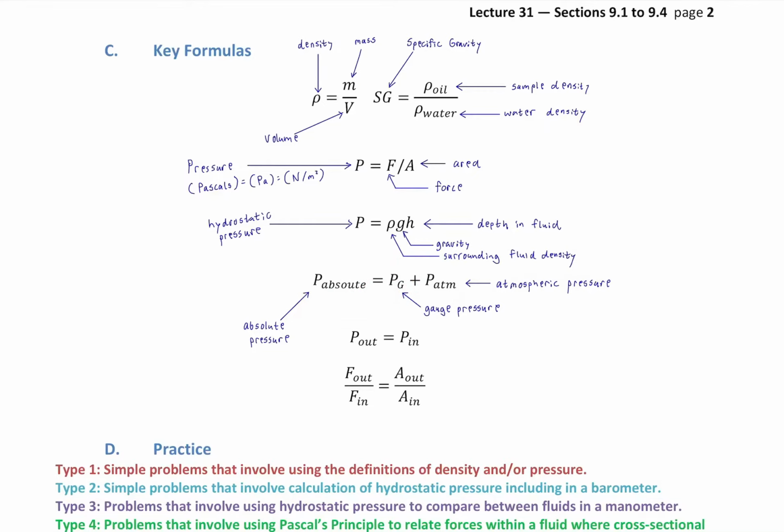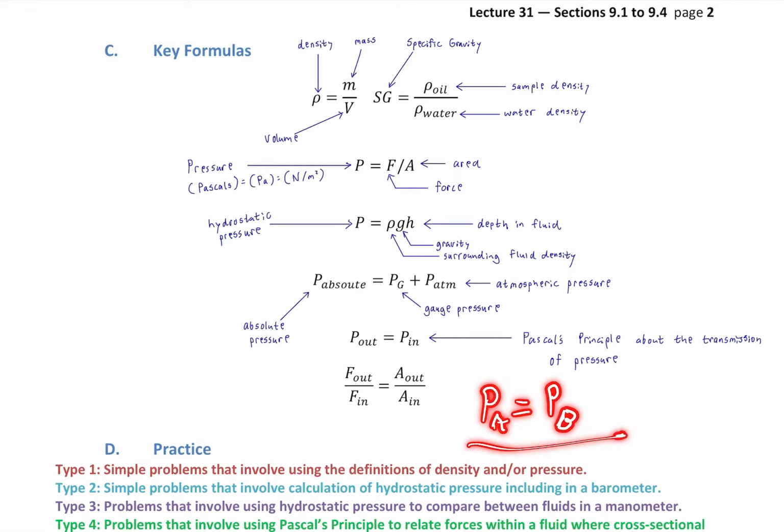Okay, next up is Pascal's principle, which says that the pressure out equals the pressure in. And you could also think of it as pressure at point A equals pressure at point B, right? So it's often out and in, but it could just be some individual points. The out and in usually refers to some sort of movable pistons, which are the main examples that we're going to see, because then we're really using Pascal's principle in a hydraulics type of setting, okay? And then, since P out equals P in, it can be rewritten in terms of ratios of forces.